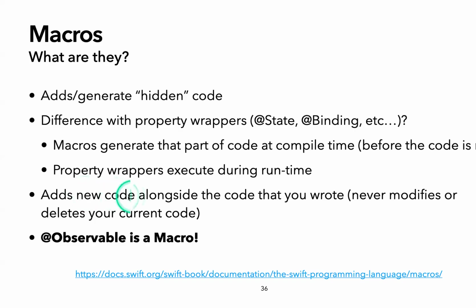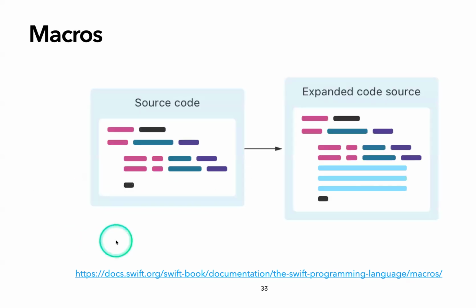It adds new code alongside the code that you wrote, but it never modifies or deletes your current code. So this @Observable, as we'll see in a minute, is a macro. When you tack it onto a class, it injects code into your program. So it's very simple. So how does the compiler understand your code?